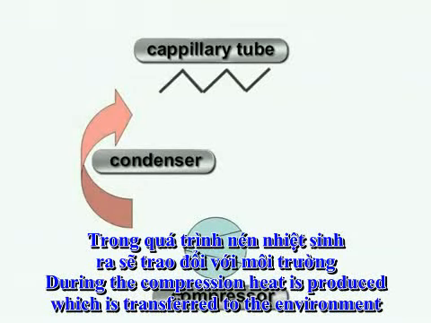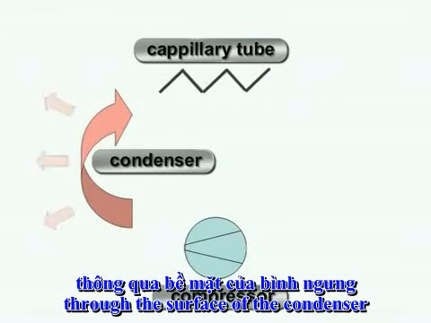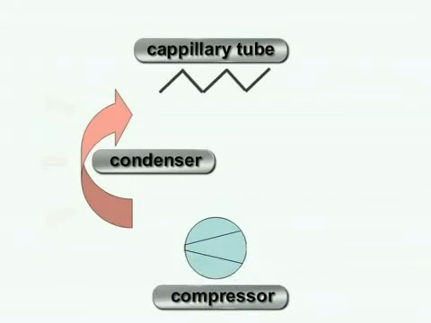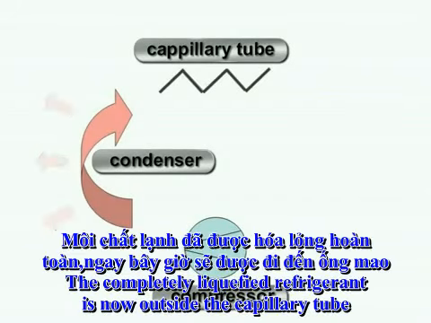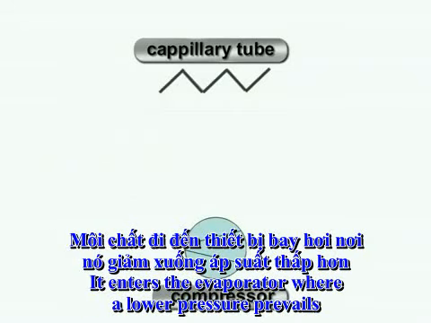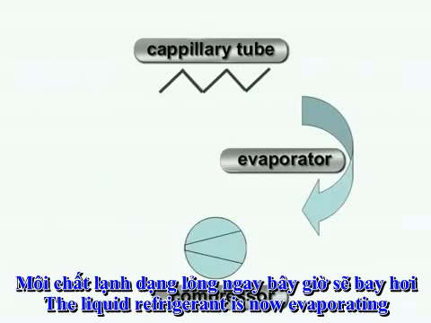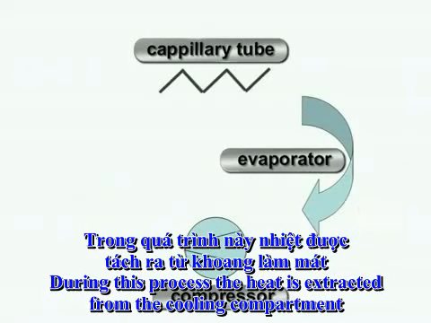During the compression, heat is produced, which is transferred to the environment through the surface of the condenser. The refrigerant is gradually liquefied by the heat emission. The completely liquefied refrigerant is now outside the capillary tube. It enters the evaporator where a lower pressure prevails. The liquid refrigerant is now evaporating. During this process, the heat is extracted from the cooling compartment.